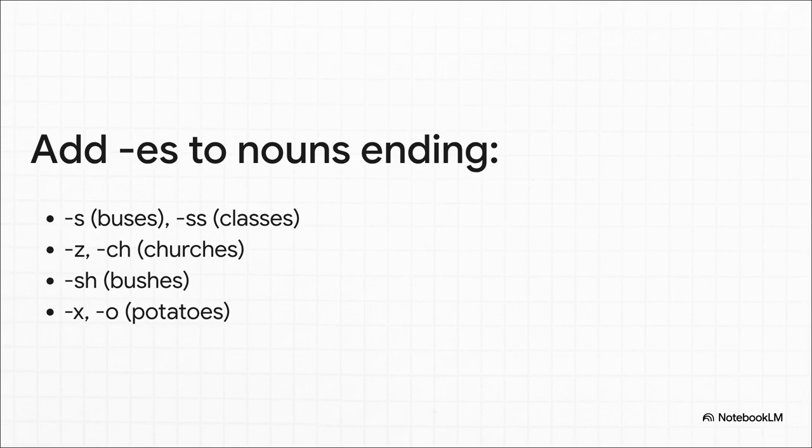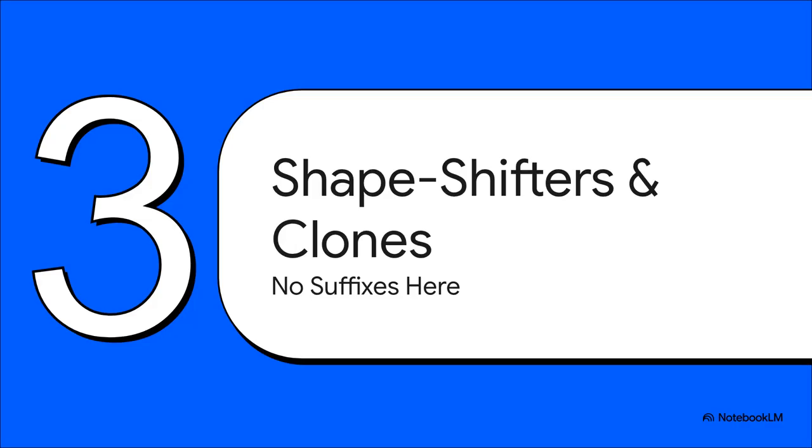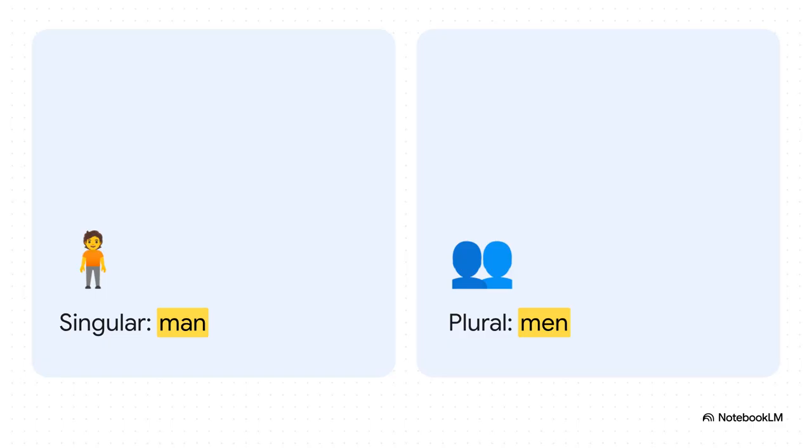Now for Section 3, shapeshifters and clones. If you thought the suffixes were tricky, check this out. The text points to changes in the spelling of the singular noun itself. It's basically internal shape-shifting. To make man plural, we don't use a suffix at all. It just changes its internal spelling completely to become men. The outside of the word stays roughly the same, but the inside transforms entirely.